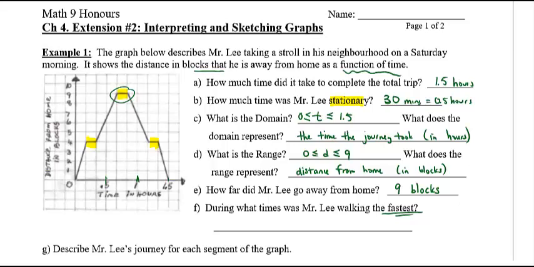If you thought about that as this piece here, really steep, I agree. This one here, also really steep, I totally agree. So during what times? It would be the first 10 minutes. Remember, if this is 1 hour, then 1, 2, 3, 4, 5, 6 times 10 is 60 minutes. So for the first 10 minutes, and also the last 10 minutes, that's when I was walking the fastest.